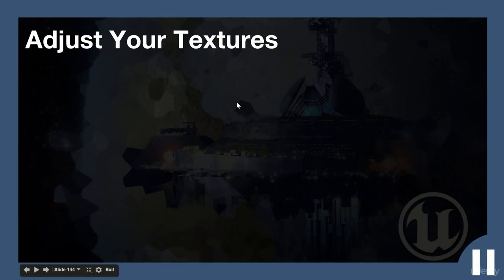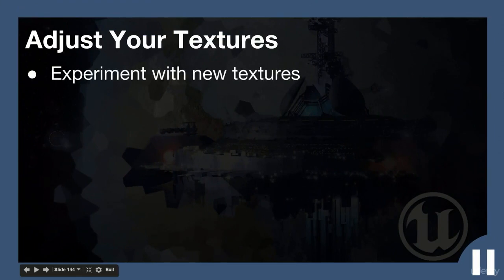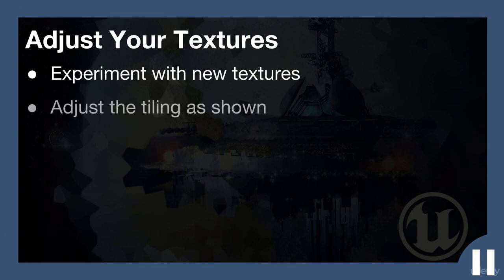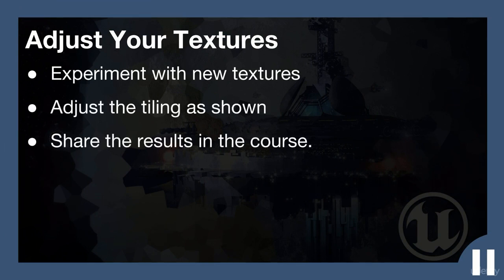So what I want you to do now is to adjust your textures, experiment with new textures. So now you can be bold. You may have avoided textures earlier in the section because they didn't tile properly. Adjust the tiling as I've just showed you. Share the results in the course. Please take some screenshots, share them around, show off your work. I've seen some amazing results. Don't be put off by other people's work. If it's better than you think you can achieve, just share what you've got and it's all good. Just doing and sharing is all good. So see you in a moment.